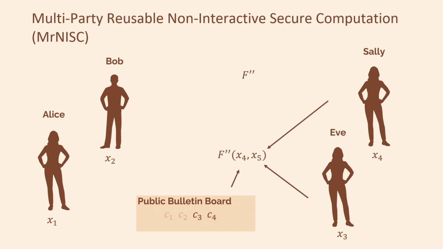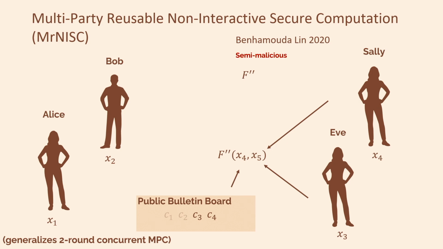Okay, so this primitive that I just described is called multi-party reusable non-interactive secure computation, or MrNISC. It strictly generalizes two-round MPC, and it was first proposed by Ben-Hamouda and Lin in 2020. But in terms of plain model protocols, they were only able to achieve semi-malicious security, which is a weaker version of security where the adversary is assumed to follow the protocol specification honestly, and no guarantees are made if this assumption doesn't hold.